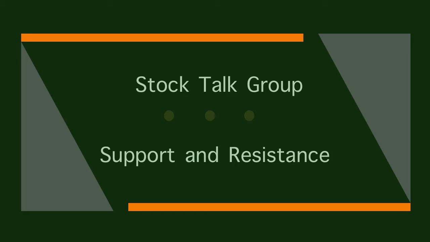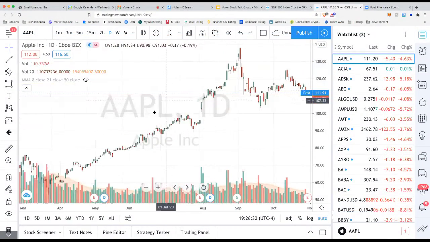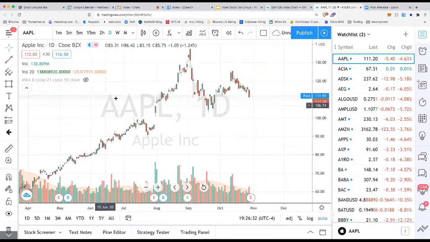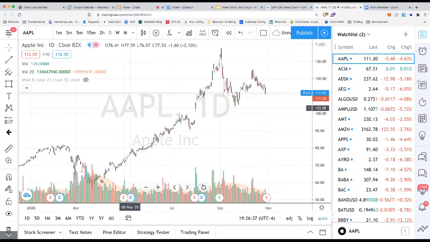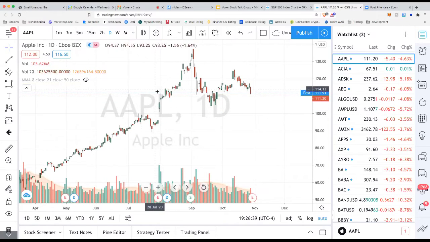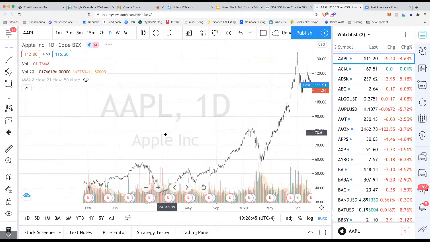So let's talk a little bit about, and I'll use Apple as a chart, a little bit about support resistance. All right. So I'm a believer personally in charts in terms of horizontal support and horizontal resistance. And let me find a better chart because Apple has been going up so much.